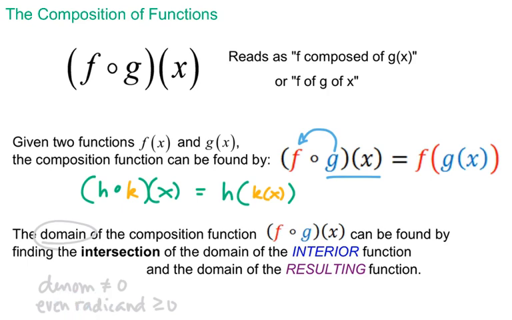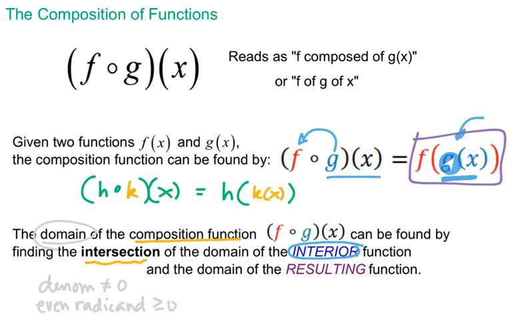It's merely that when we are looking at the domain of a composition, we have to intersect. And when we intersect, we're going to look at the domain of the interior function, the function that went inside the other, and we're going to combine it with the domain of the result. So we have to look at the end result, but we also have to consider the function that went inside. All right, so before we get deeply into some domain examples, let's look at a couple different basic composition examples.